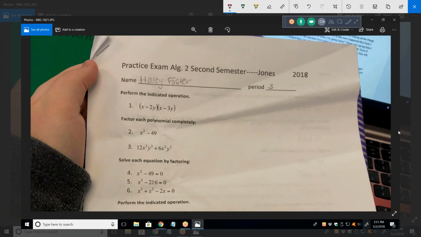Number 13. First of all, let me write the order that you want to look. First of all, you want to check for any greatest common factors. Second, you want to check for difference of perfect squares. Third, you want to check if you can factor it as a quadratic. And if none of those work, fourth, you use the quadratic formula.